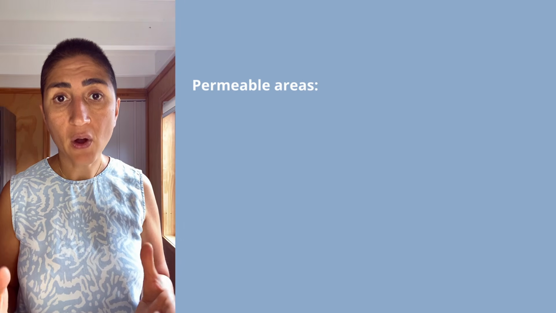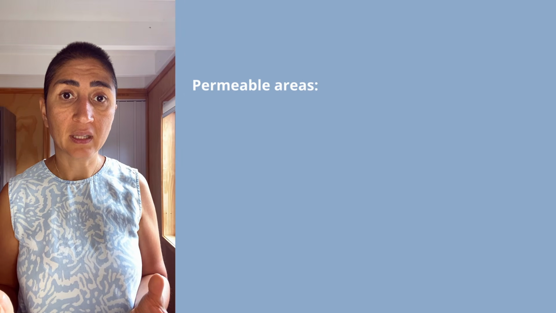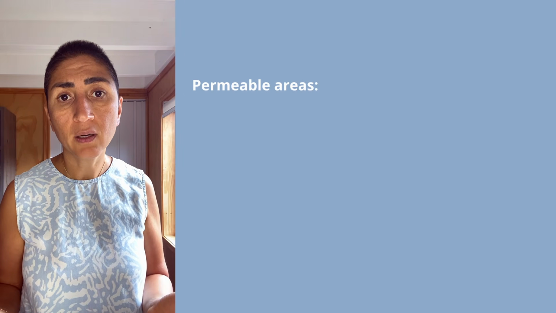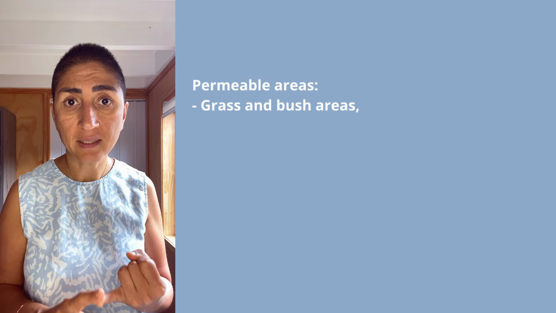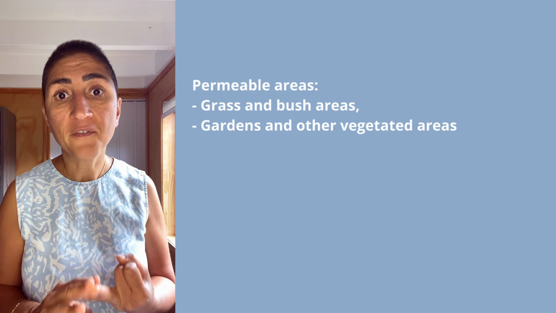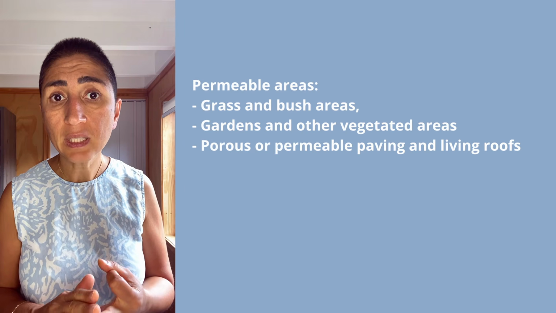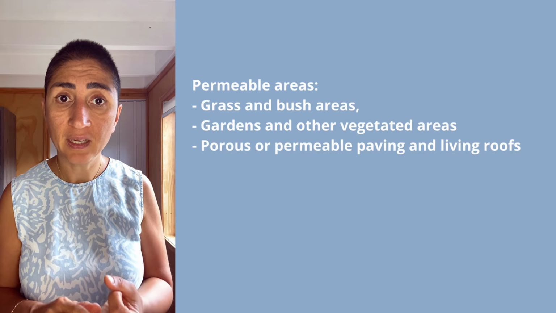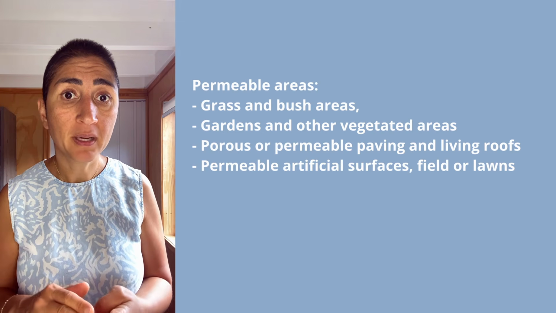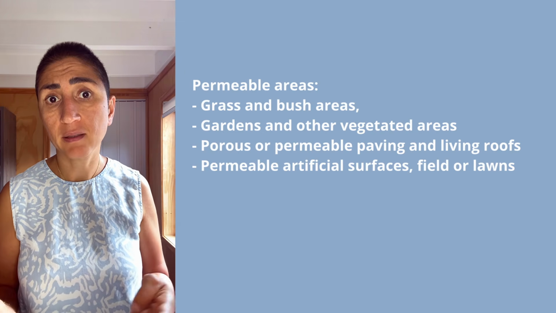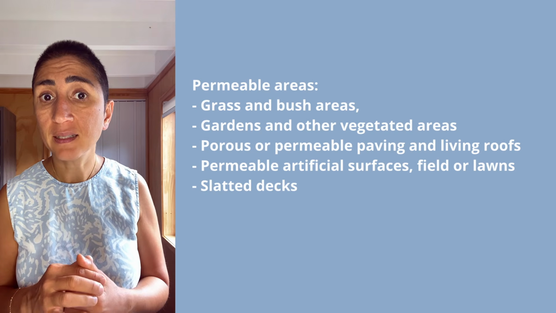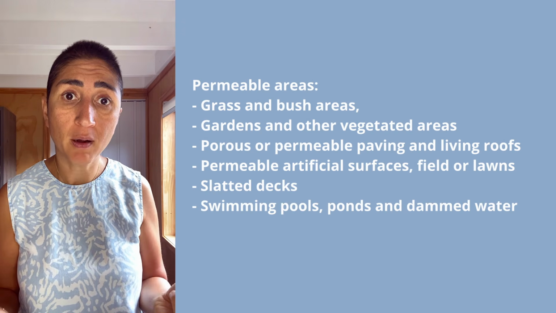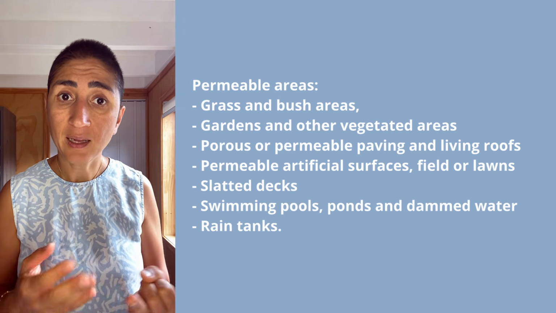So what do we not include in impervious area? These are areas such as grass and planted areas, gardens and vegetated areas, porous and permeable paving and living roof, permeable artificial surfaces such as artificial grass, slatted decks, swimming pools, pond and dammed water, and rain tank.